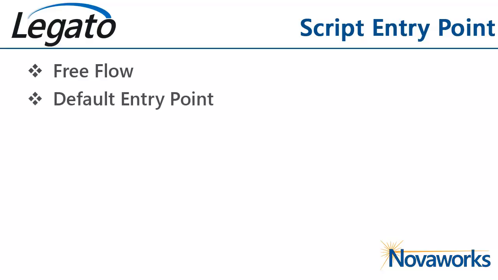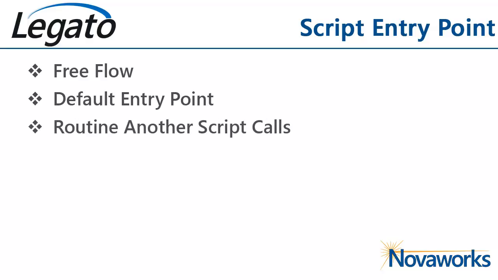Legato has been designed to be a scripting language, meaning it's very easy to use. Therefore, you have this notion of a free-flowing program, where I don't have to have formal definitions of entry points. You also have a default entry point, so if I want something a little more structured, I can have a default entry point, which is generally main or entry. I can also have a script that's called by other scripts, so I can enter on any defined routine, and that can also be an entry point.